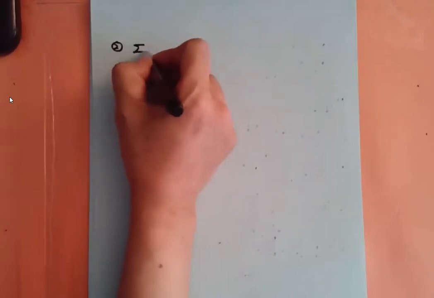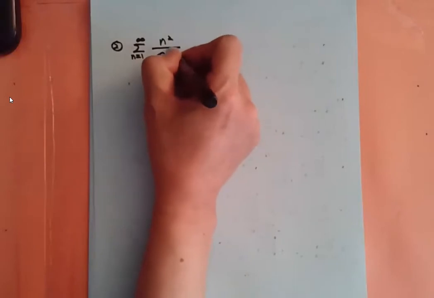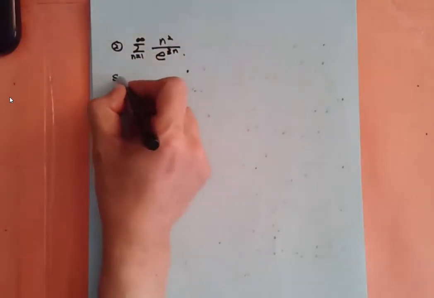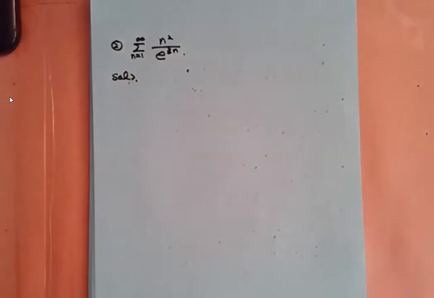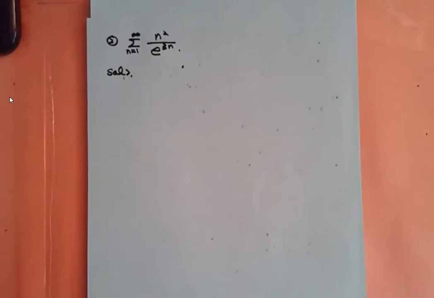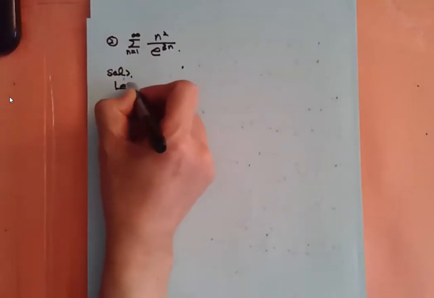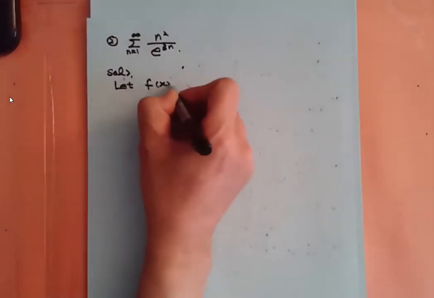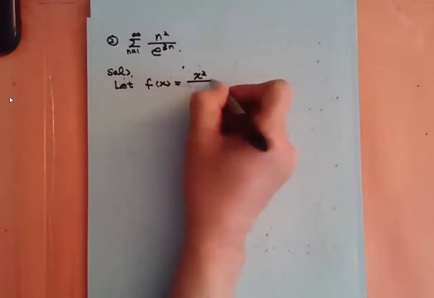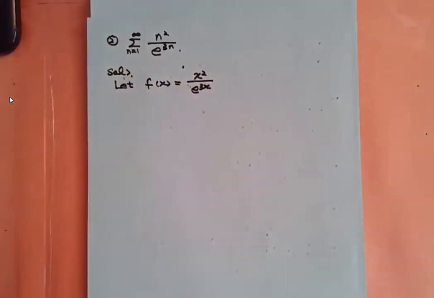The second problem is the sum from n equals 1 to infinity of n squared over e to the 3n. In this case, obviously there's no zero, and this is a continuous function and also a positive function. Those are pretty immediate. But the problem is whether that is decreasing or not.